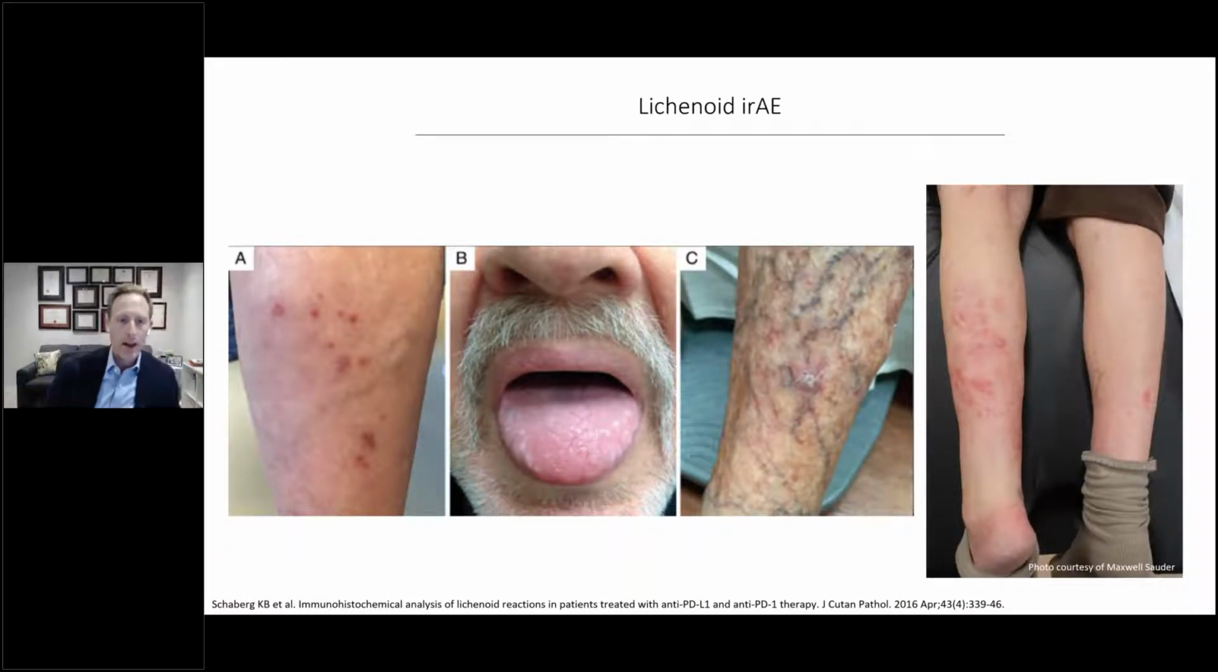Lichenoid immune-related adverse events. So this looks just like lichen planus: polygonal, purple, planar papules that have slight scale overlying them. They can have cutaneous involvement. They can have mucosal involvement. They're often found on the legs in particular, and often can be quite hypertrophic. Sometimes it's difficult to tell whether this is in fact a secondary malignancy, like a squamous cell carcinoma versus hypertrophic lichen planus.